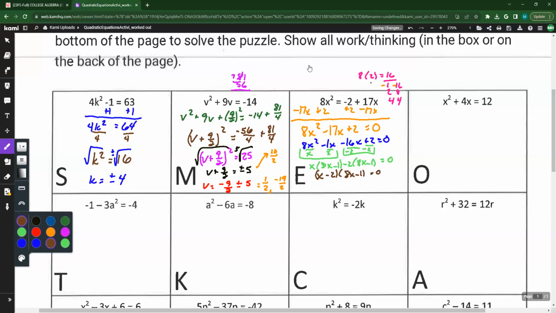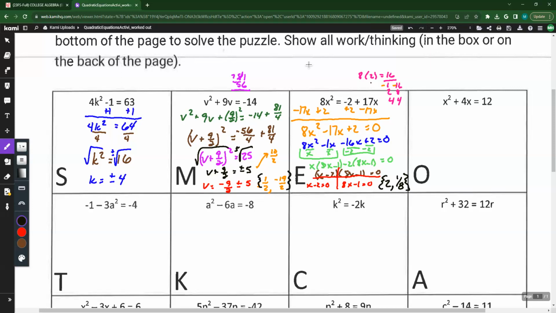Solving each of these, I know this is going to be a long problem. I probably should have done this on another piece of paper. So x minus 2 equals 0 and 8x minus 1 equals 0. My final answers are going to be 2 and 1/8. Okay. When I think about it, all right, put that in set notation.